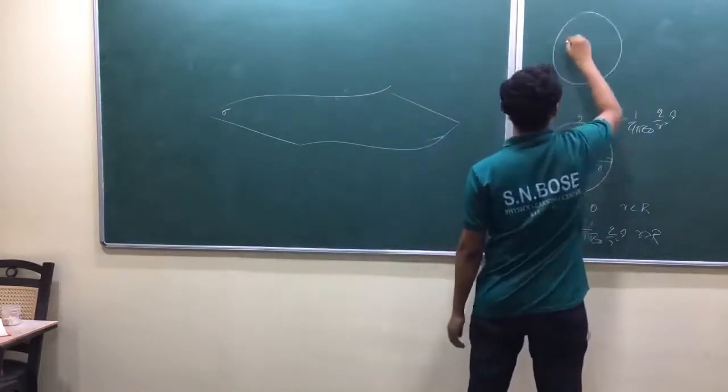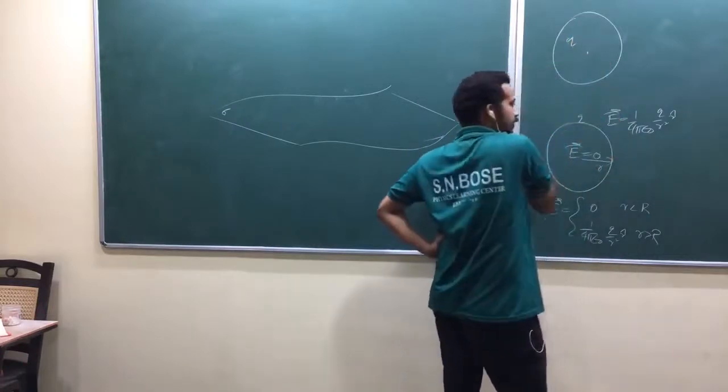Suppose you had a volume charge density. What is the electric field inside? Any idea?